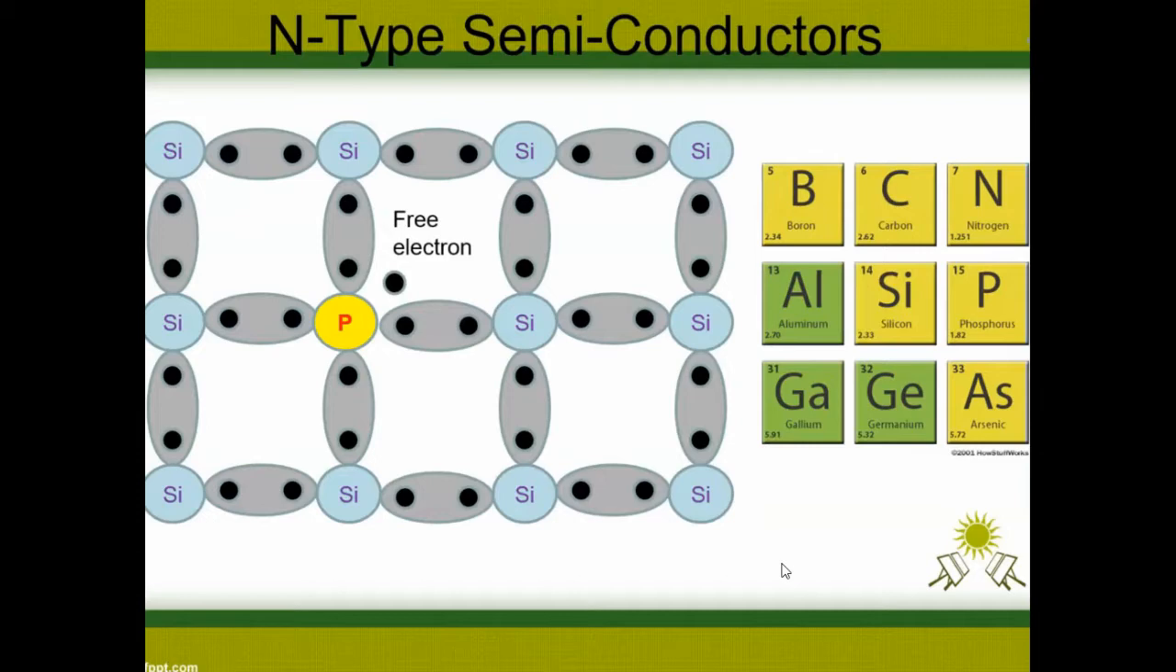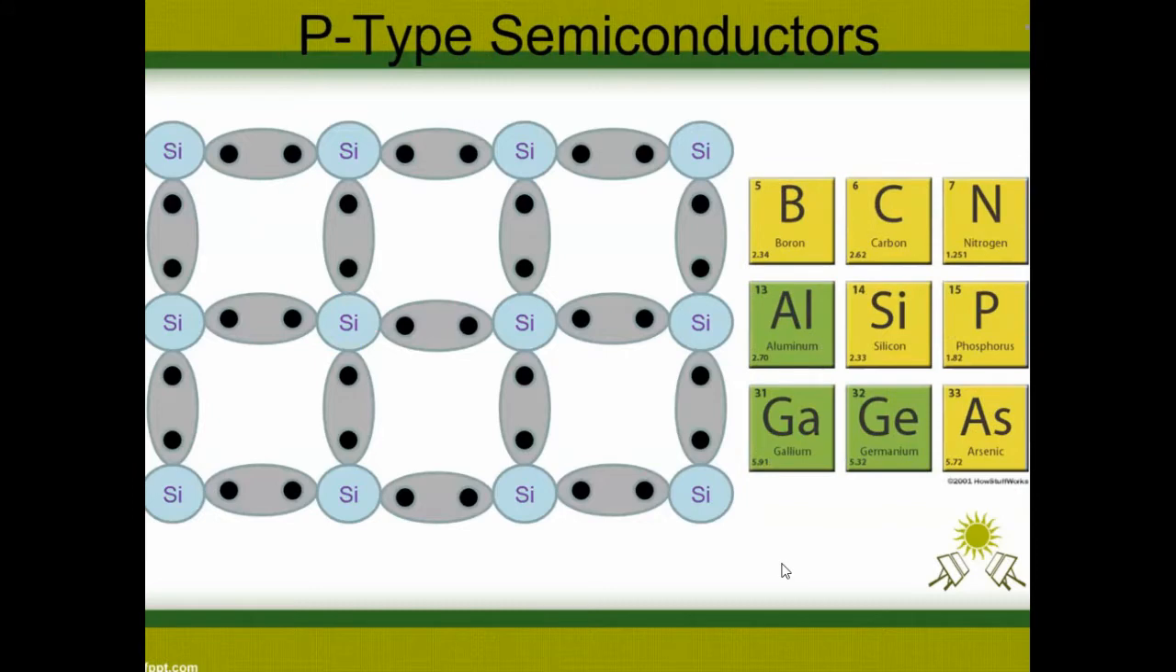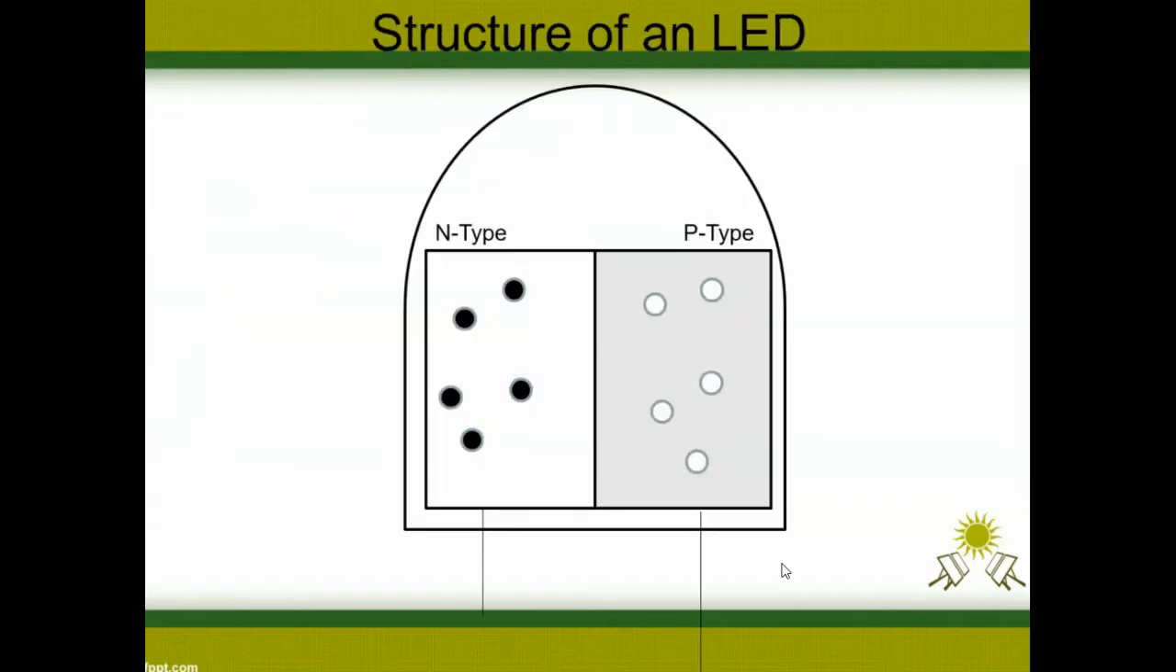This is an N-type semiconductor. A P-type semiconductor is when we add boron or gallium, each having 3 outer electrons, into the silicon crystal as an impurity, which leaves a hole in the lattice where a silicon electron has nothing to bond to. Now when we take an N-type and a P-type semiconductor and put them together, that is what an LED is.